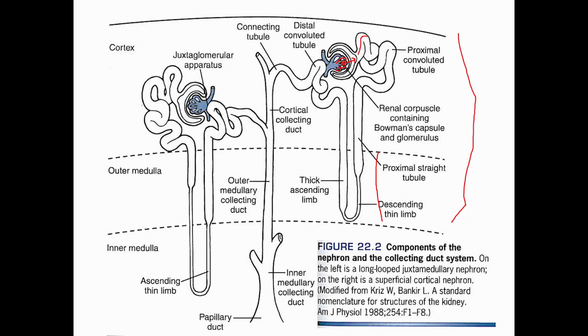Then we go through what's called the proximal convoluted tubule. Then down through the descending limb of the loop of Henle, the ascending limb of the loop of Henle. Then there's a distal convoluted tubule, and then we go into a collecting duct. The collecting duct that's in the cortex is called the cortical collecting duct. That joins with a collecting duct that goes through the medulla, which we call the medullary collecting duct. Now, that's a cortical nephron.